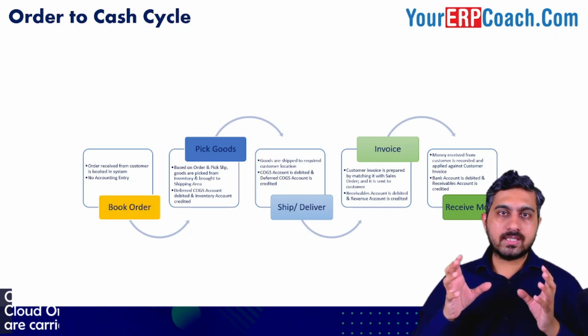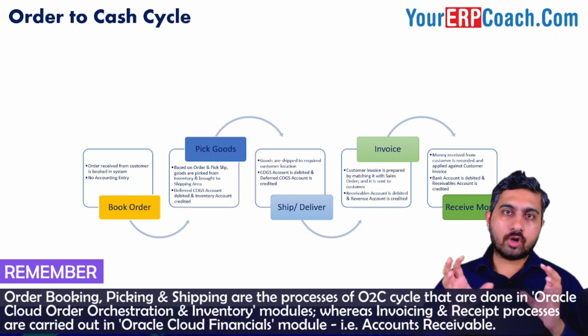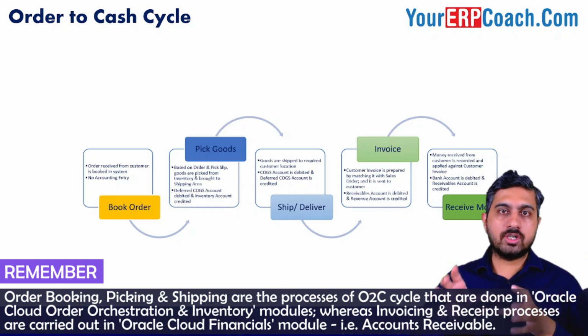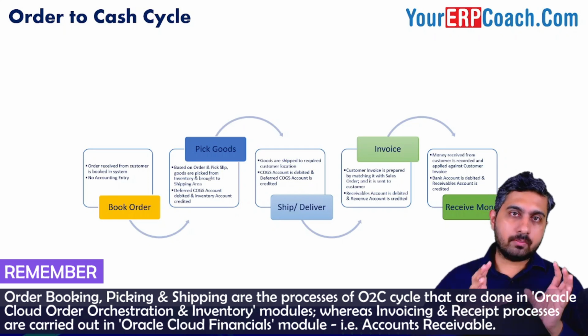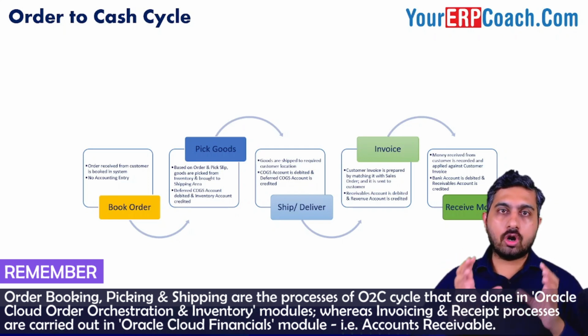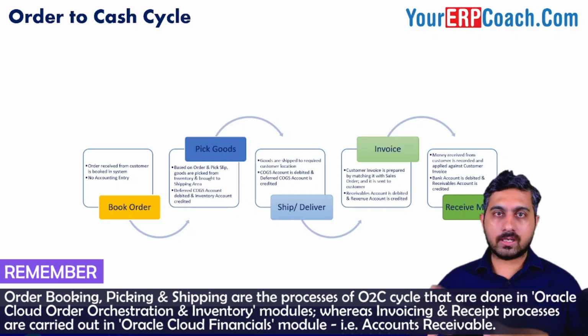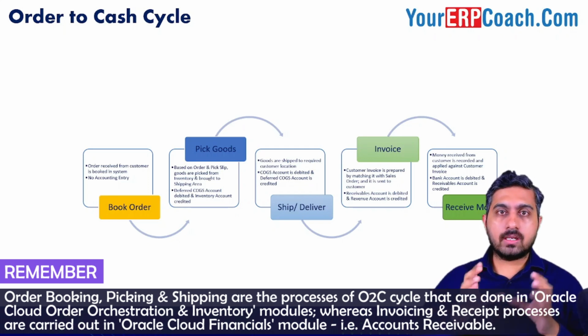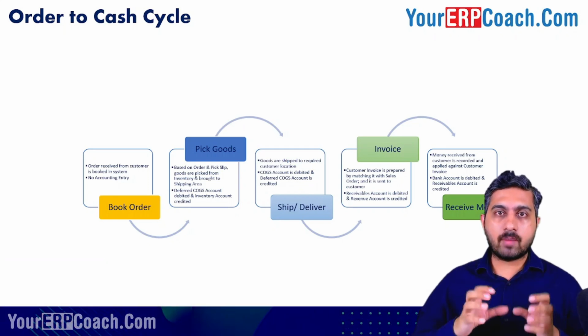Again, in the O2C cycle, there are multiple modules from the Oracle Supply Chain Management suite of products and Oracle Financial suite of products involved. So the first step in this O2C cycle, which is order booking, is carried out in the module called order management or the order orchestration, which is a part of Oracle Cloud ERP's Supply Chain Management suite of products or Supply Chain Management family of products.